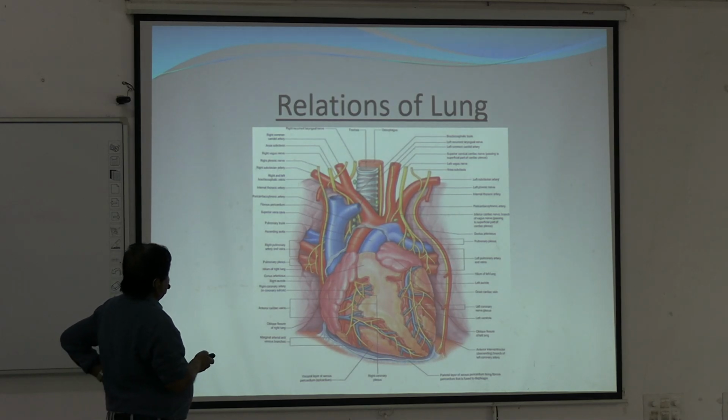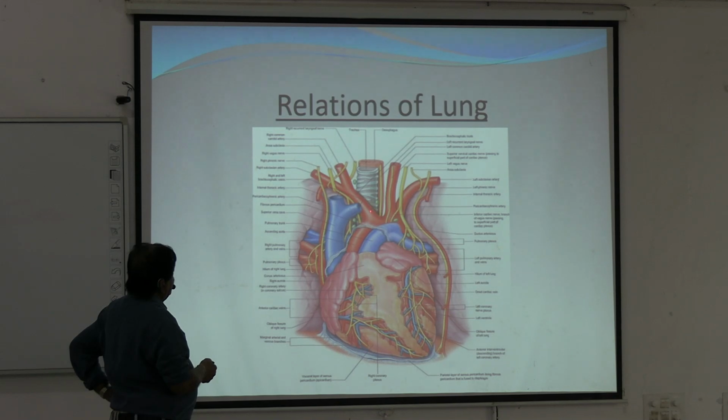Now, relations of the lung. See the trachea, and the heart is there. This is the left subclavian artery. This is the recurrent laryngeal nerve. This is the vagus nerve. This is the apex of the heart. These are the coronary artery vessels.